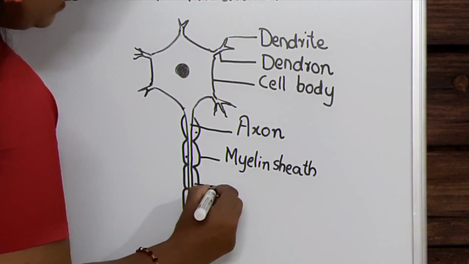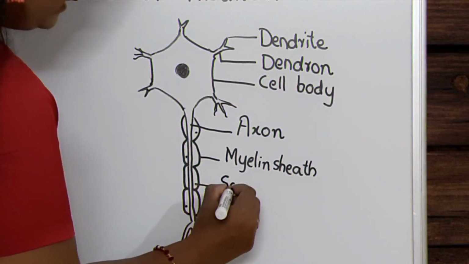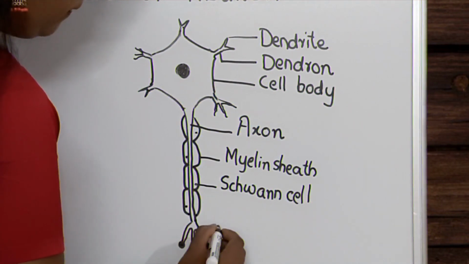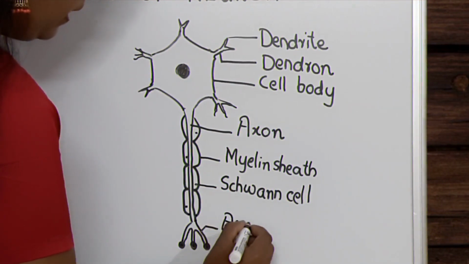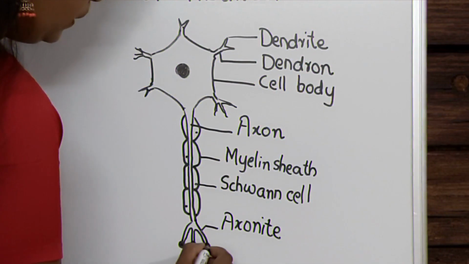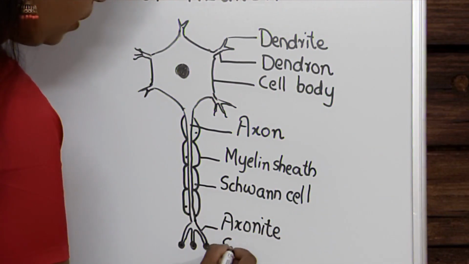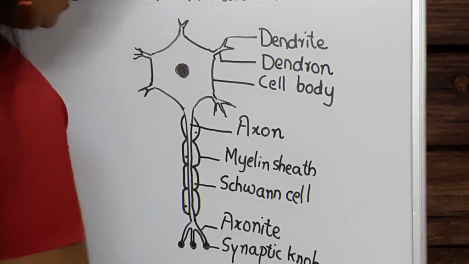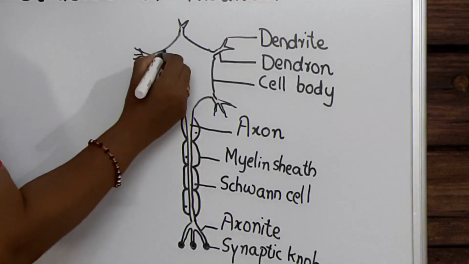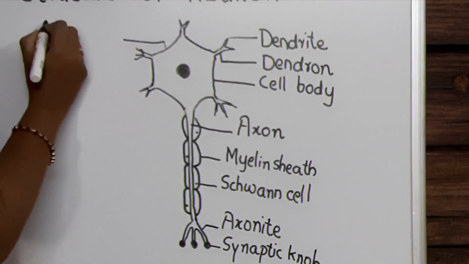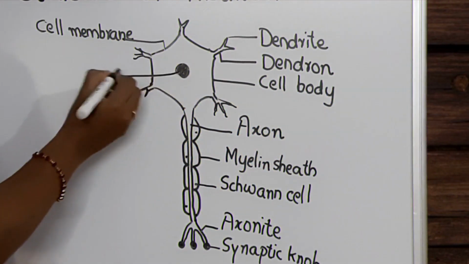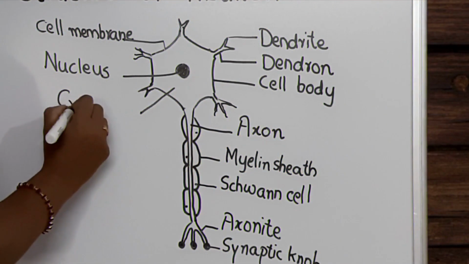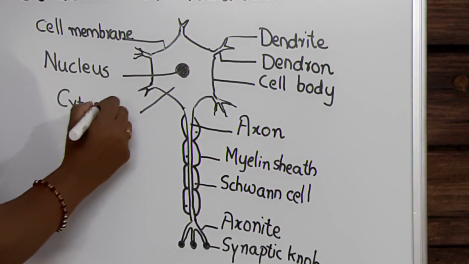The cell which helps in formation of myelin sheath is Schwann cell. The branches of axon are called axonites. The node-like structure or button-like structure is called synaptic knob. Just like the other cells, this cell also has a cell membrane, a nucleus, and the matrix is known as cytoplasm.